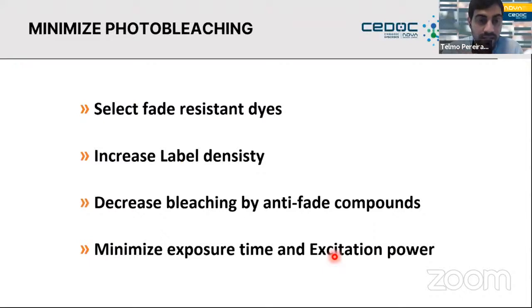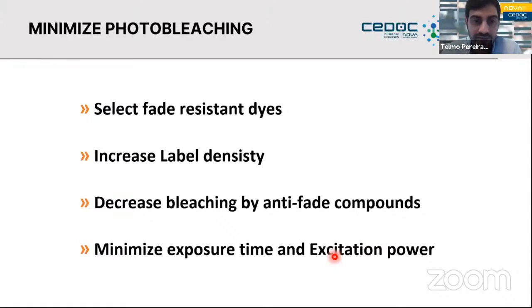So the second thing that you can also do is to increase the label density. So if you increase the density of your label, you have more fluorophores to work with, and then you will decrease the amount of disappearing of your dye. Okay. So the third thing is to decrease bleaching by using anti-fade compounds.